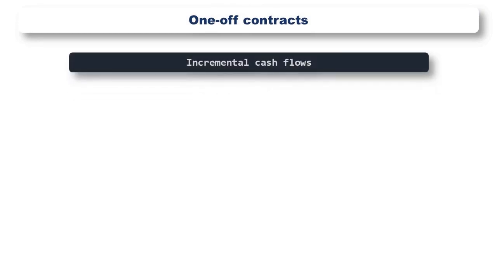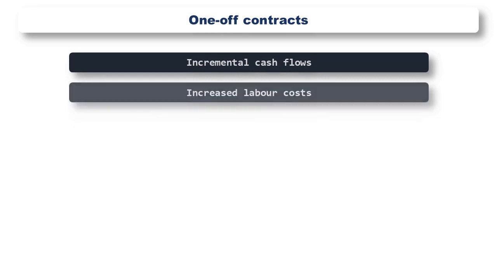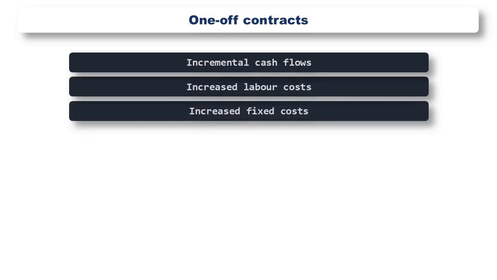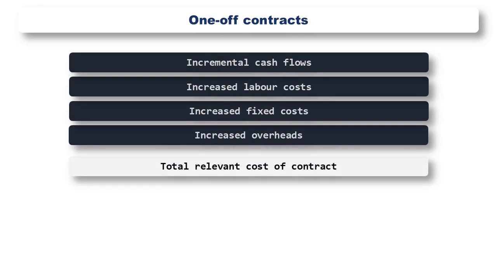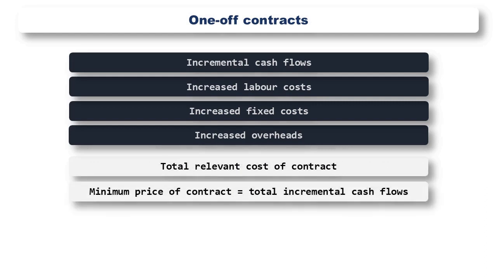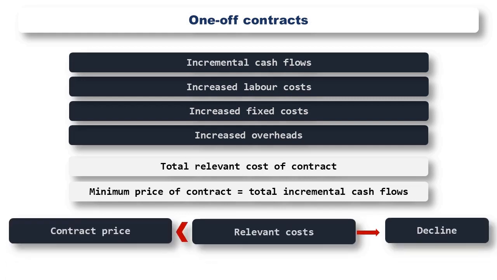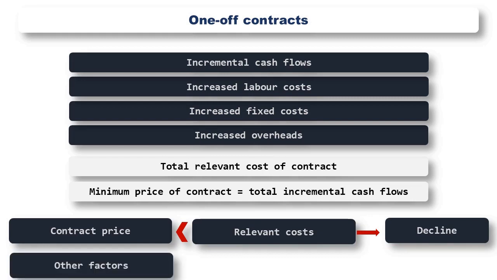Relevant costing principles can also be used for pricing up one-off contracts. The incremental future cash flows associated with the contract, such as increased labour costs, increased fixed costs, increased overheads and so on, need to be combined to find the total relevant cost of the contract. The minimum price will then be the total of these future incremental cash flows. If the contract price is lower than the relevant costs, then the contract should be declined from a financial perspective. There may, however, be other factors that mean a company would take on the contract despite the potential loss.